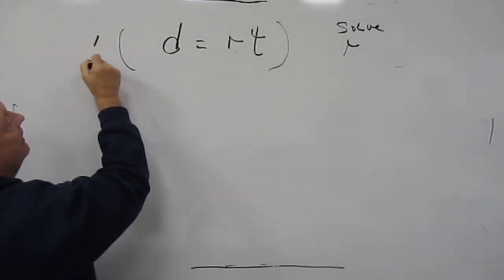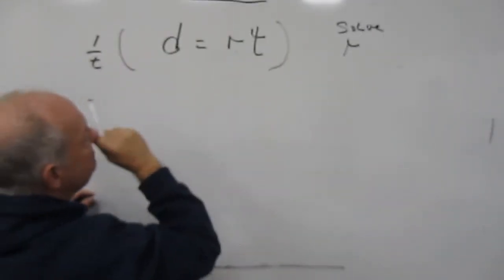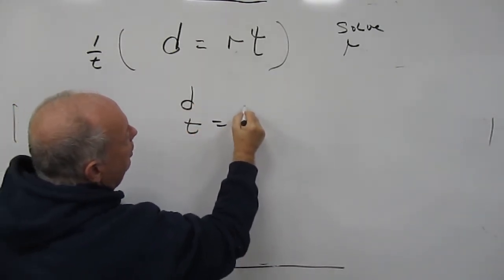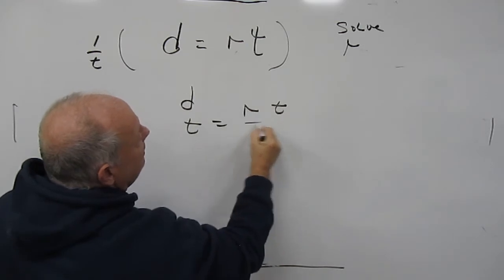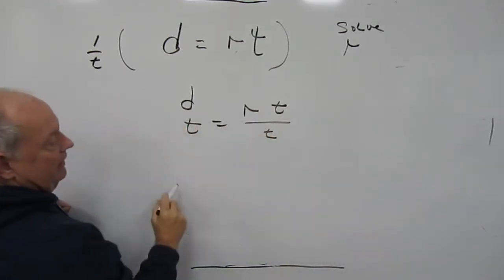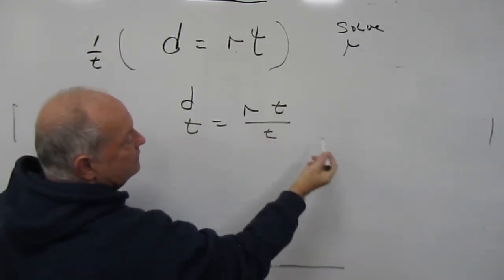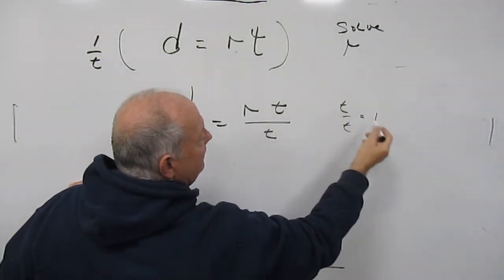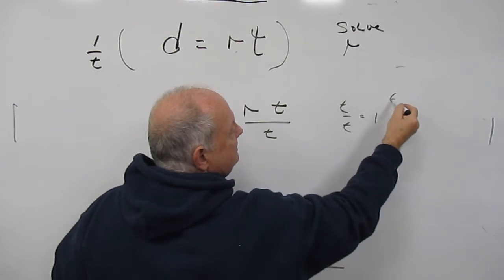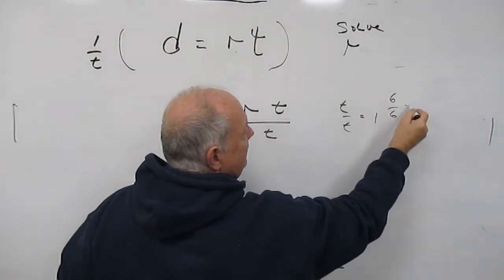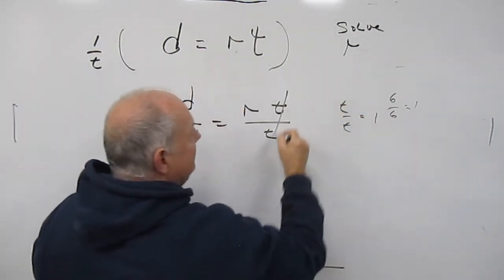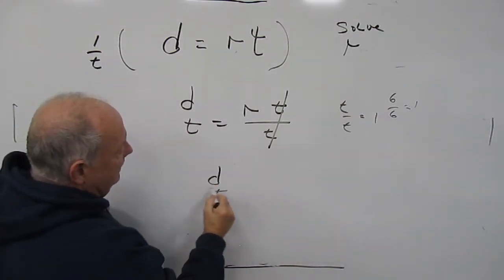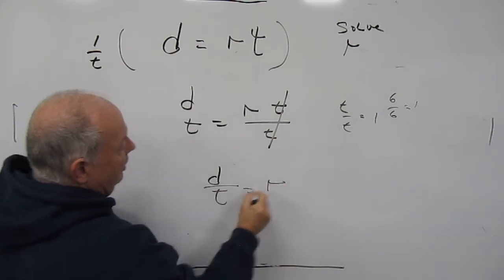1 over T, let's call it that, multiply through. And we're going to get D over T equals R over T all over T. Now, T over T is 1. T over T equals 1. Any number, 6 over 6, or any number equals 1. So that cancels itself out. So finally, we're left with D over T equals R.